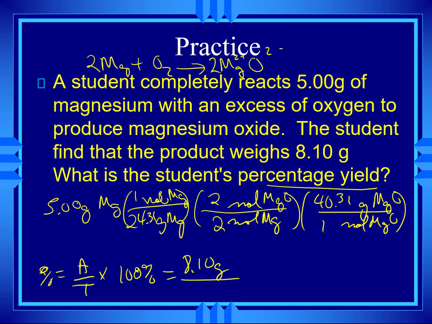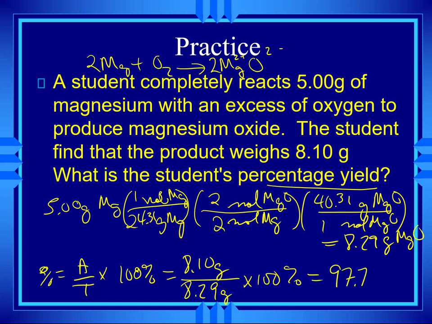So 5 divided by 24.31 times 40.31 equals 8.29 grams of MgO. So that's my theoretical yield. So 8.1 divided by 8.29 times 100% is 97.7% yield. That went much better.